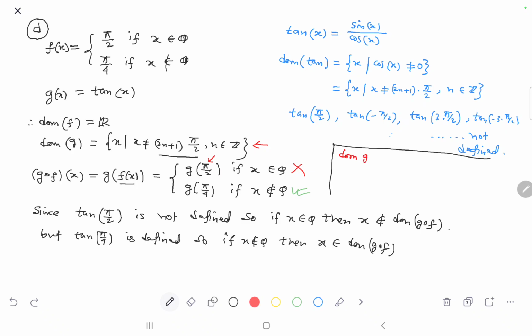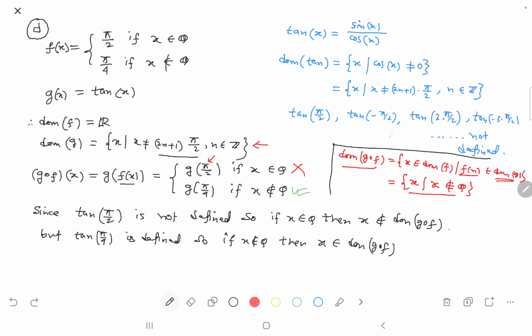The domain of g composition f equals the set of x belonging to the domain of f such that f(x) is inside the domain of g. x belonging to the domain of f means all real numbers. Such that f(x) is pi by 2 or pi by 4. So directly, the only thing we can take here is the irrational numbers, x such that x does not belong to Q. Because if you take x rational, then f(x) will be pi by 2, which is not in the domain. So the domain of g composition of f is all irrational numbers.